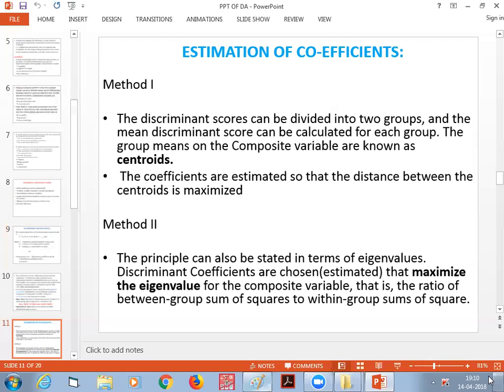That is the first method. What is the second method? The second method is the principle.